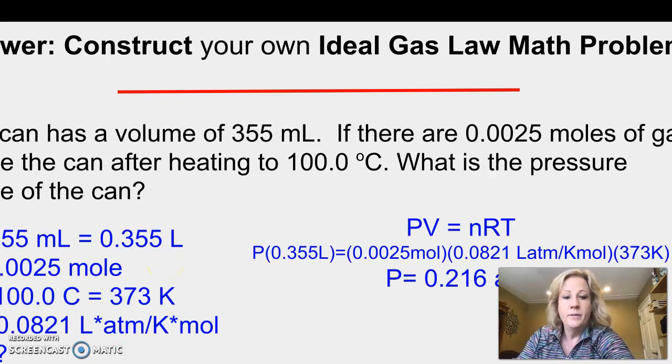So the solution here, when we use the ideal gas law, our volume needs to be in liters, so I converted to liters. I have moles. I also need my temperature in Kelvin, and then I'm going to use the ideal gas law constant, 0.0821 liters times atmosphere over Kelvin mole. When I substitute the pressure as my X, I can substitute everything else. And then when I do the algebra and solve for P, I end up with 0.216 atmospheres. Again, making sense that the pressure is lower in the can.